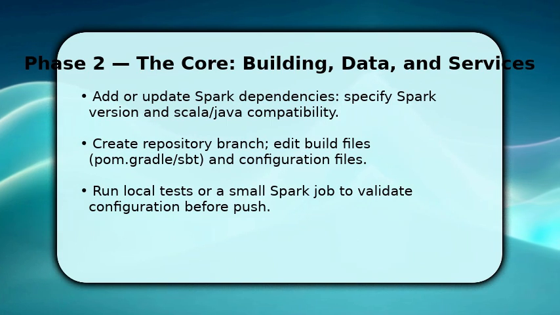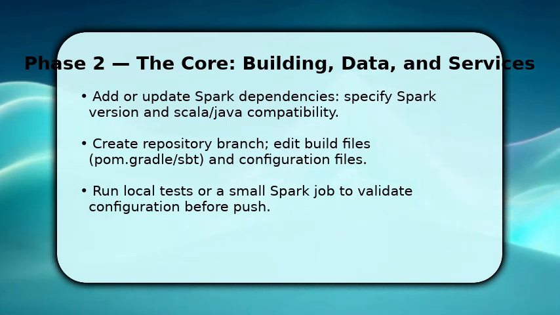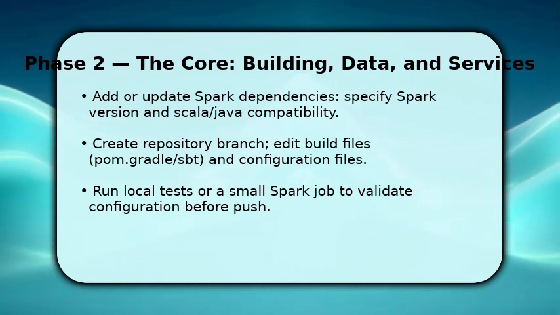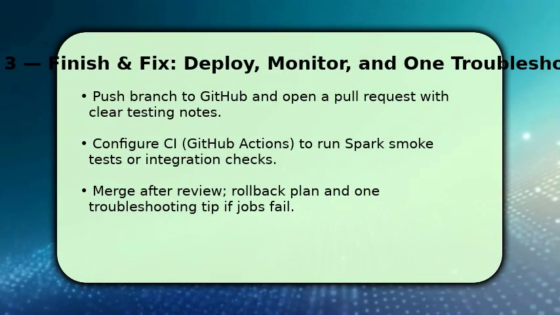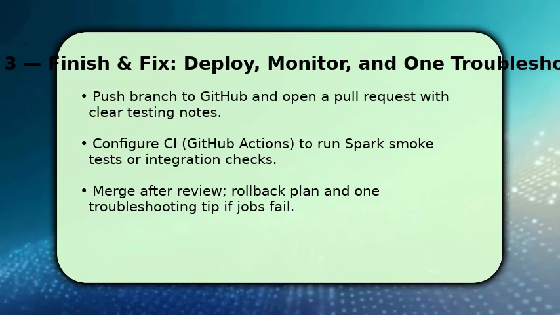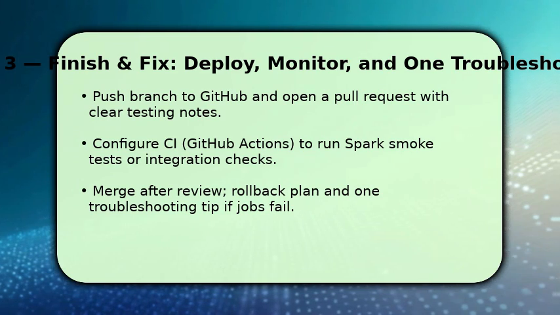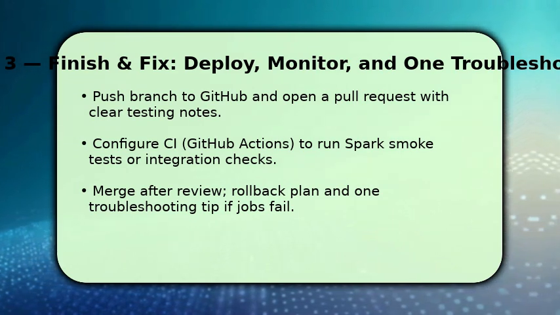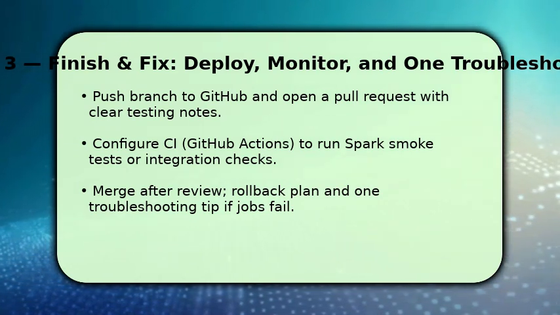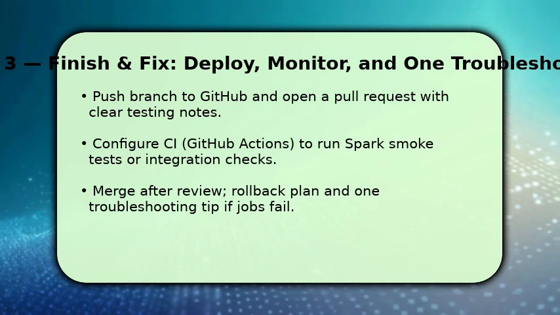Make commits with clear messages, because a clean history helps reviewers understand why changes were made. You push your branch and open a pull request, explaining how you tested and why changes are safe. Configure GitHub Actions to run smoke or integration tests so merges don't break the main branch. Once reviewers approve, merge and monitor CI runs.